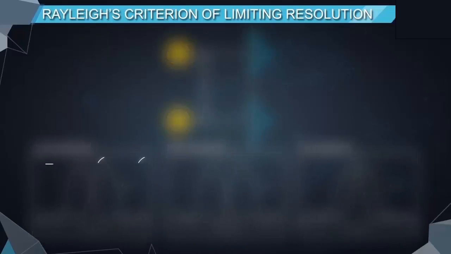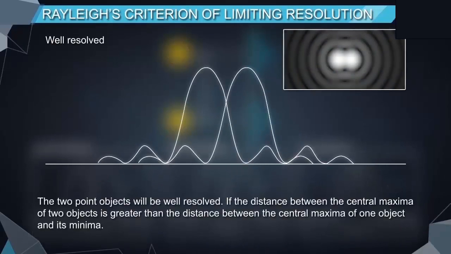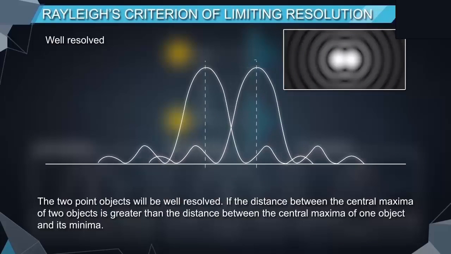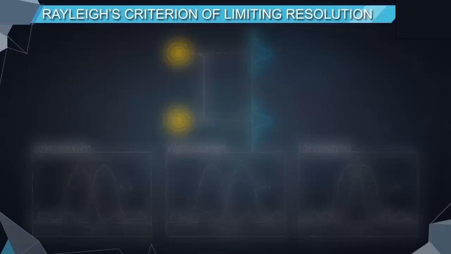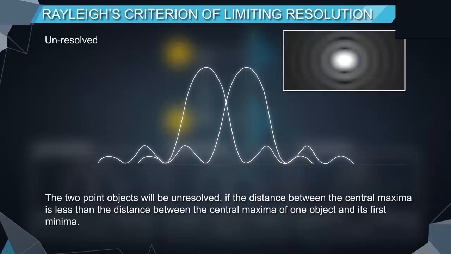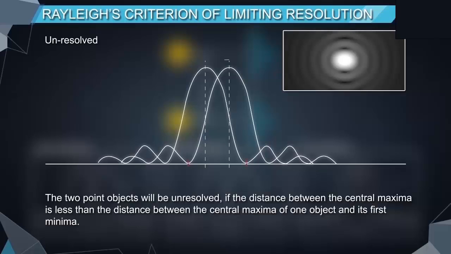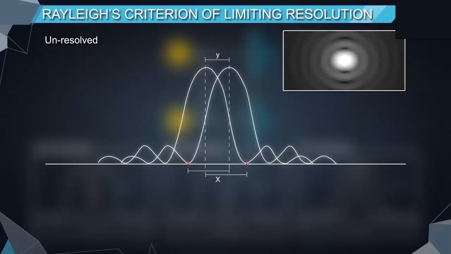Second criterion: two-point objects will be well resolved if the distance between the central maxima of the two objects is greater than the distance between the central maxima of one object and its first minima. That is, if y is greater than x, the objects are said to be well resolved. Now, third criterion: the two-point objects will be unresolved if the distance between the central maxima is less than the distance between the central maxima of one object and its first minima. Therefore, if y is less than x, the objects are said to be unresolved.